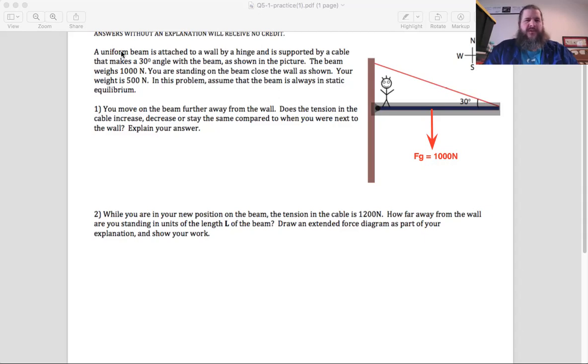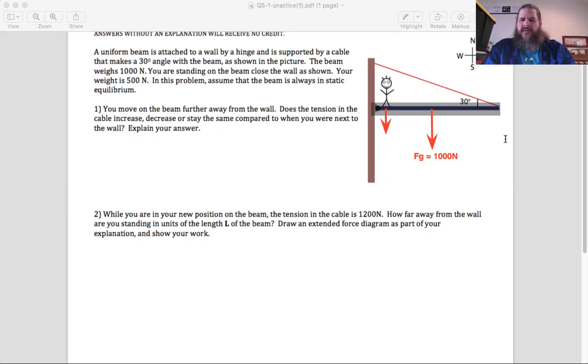And yeah, the person as well. The person is applying a force to the beam. And how strong is the force of the person on the beam? 500 newtons. Right. The person standing on the beam is pushing down with a force of 500 newtons. So I'll call that F sub P for force of the person.